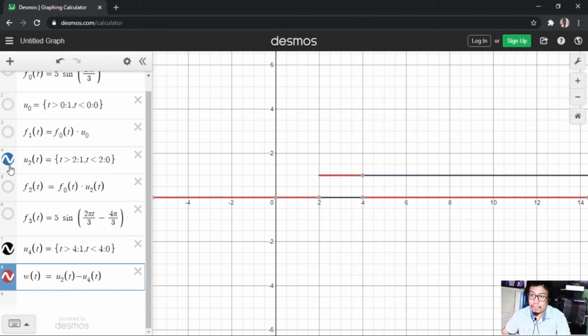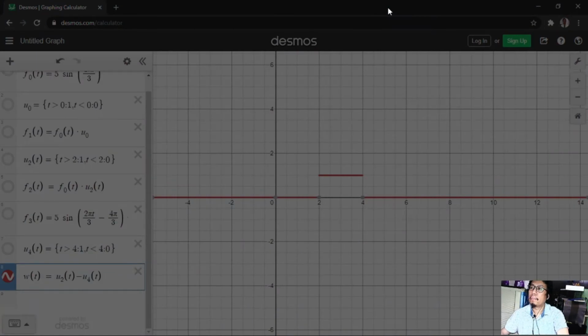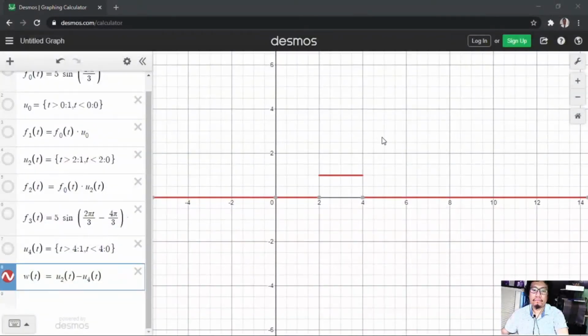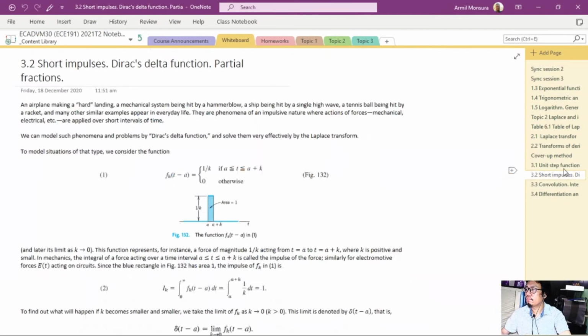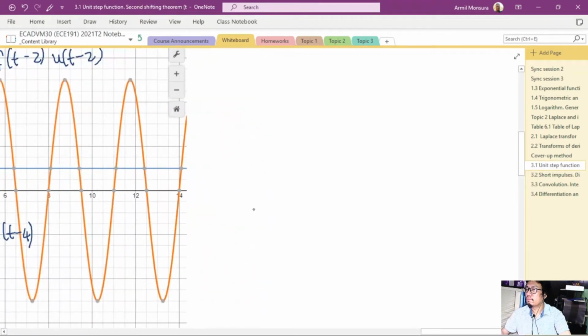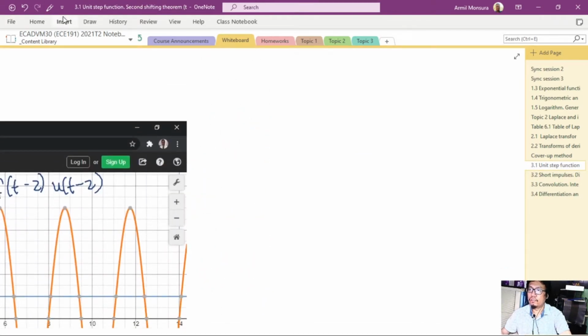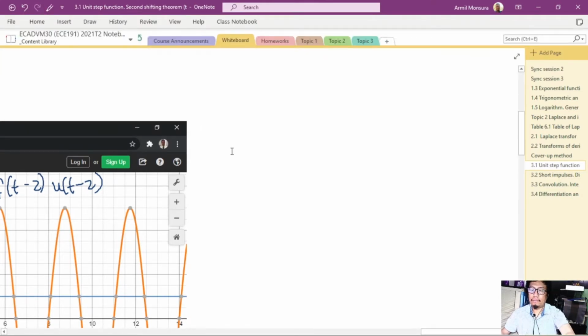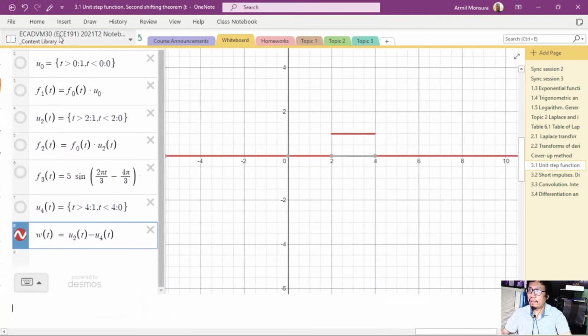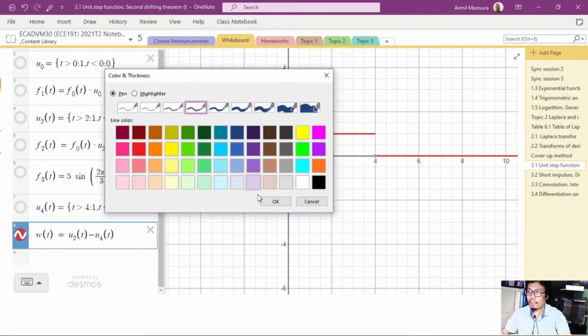So if you turn off the other two graphs and come up with the graph of the difference, we have this one. So this is the window function that I'm looking for. It's a rectangular pulse. Okay, so let's take a screenshot of this. Having it here, you now have a window function. Essentially, a rectangular window function.